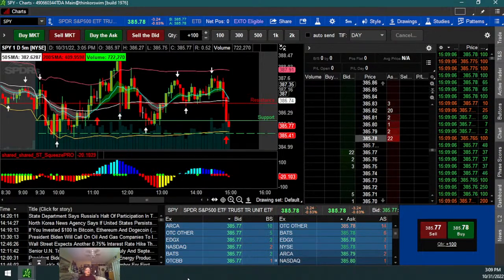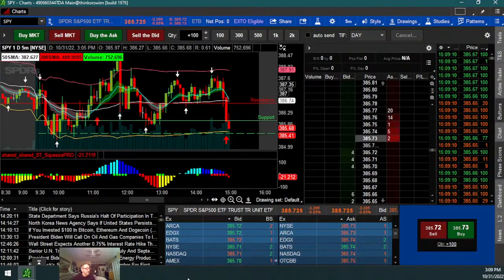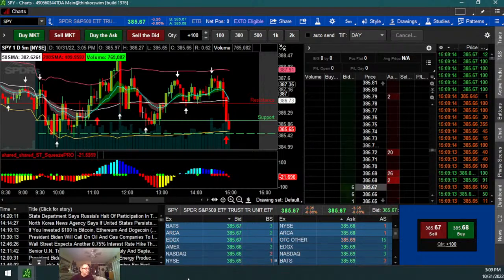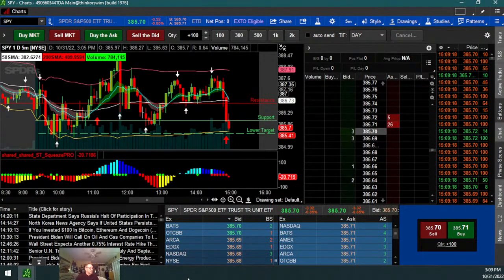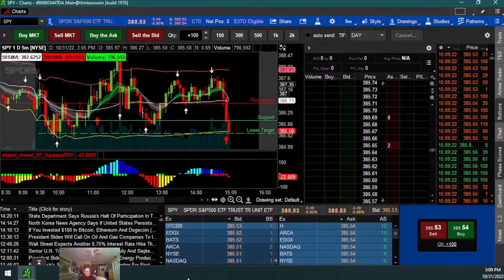Still wants to come down. There's our lower target. That's our target, you know. What do we call that again? I'll put it out there for you. Lower target. So you can see that. So our resistance, our support, and our lower target. And we're going to hit it.